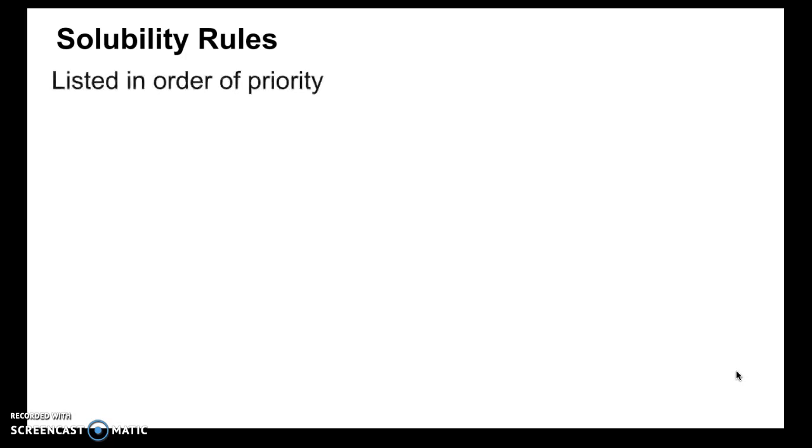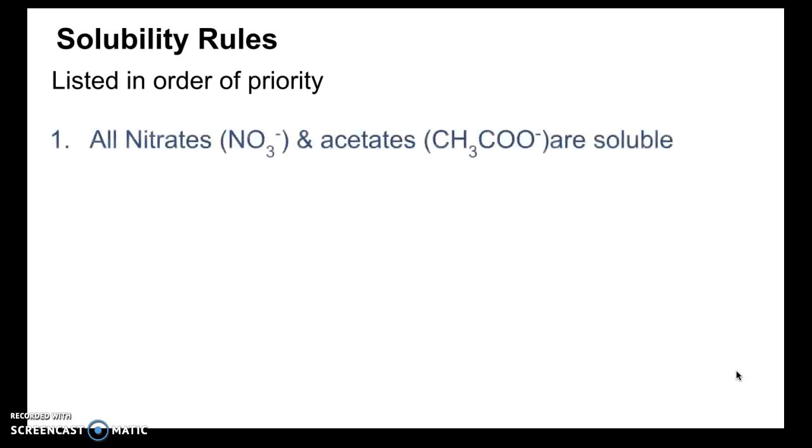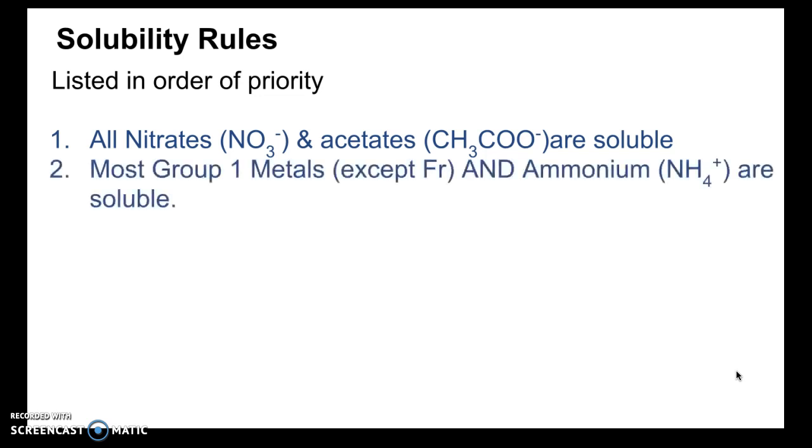These are listed in order of priority, meaning the first rule is the most important, the second rule is second in importance, etc. So if, in order to fulfill the fourth rule, you have to violate the first, you wouldn't be able to do that. However, you could violate the fourth rule to satisfy the first. All right, so what are the rules? The first rule is that all nitrates and acetates are soluble, meaning any salts with nitrates or acetates in them will dissolve. Second rule, most group 1 metals, and the only exception is francium, are soluble, and ammonium, and you'll have to change that in your handout, by the way, sorry about that.